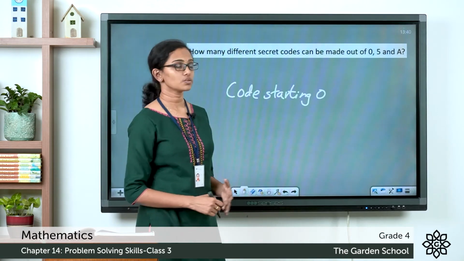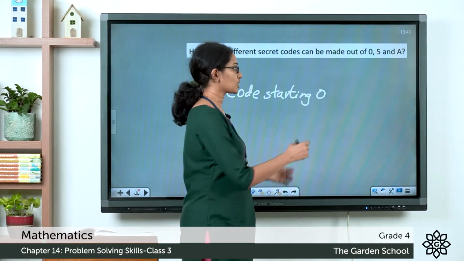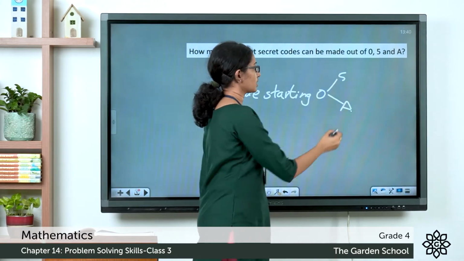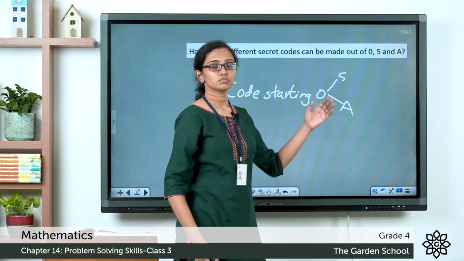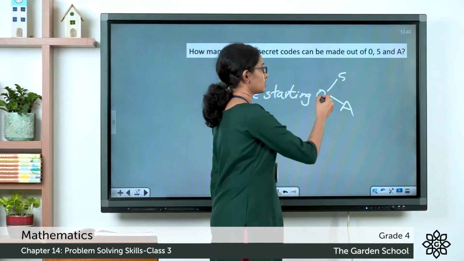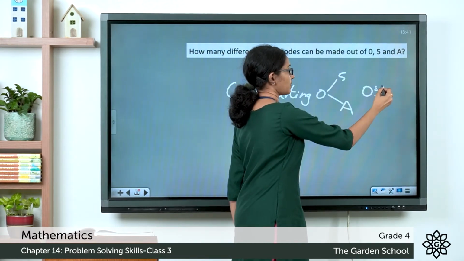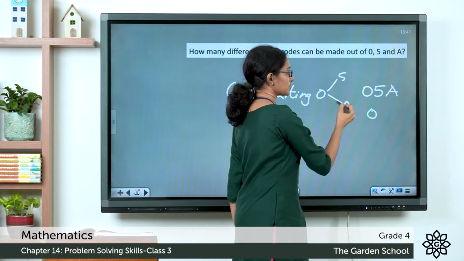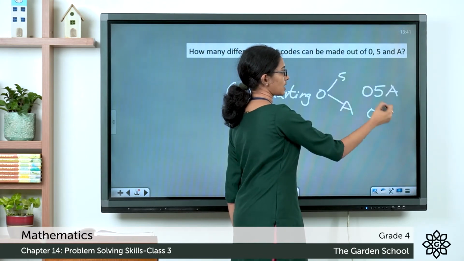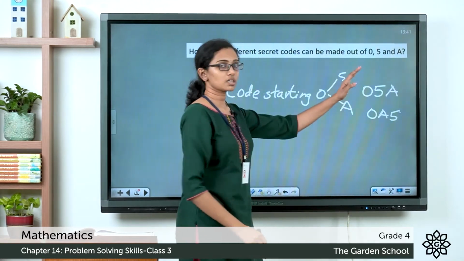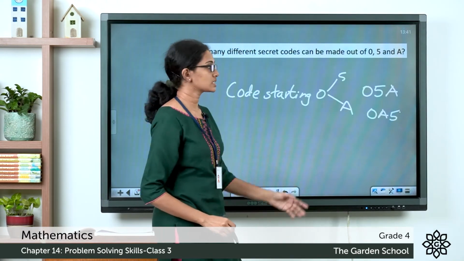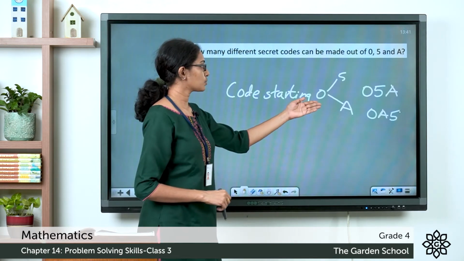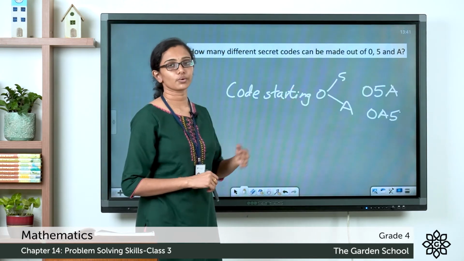So which will be the codes? You'll have to use a combination of 0, 5 and A. So starting with 0, which are the different combinations possible? 0 comes first, then comes 5, then comes A, that is one possible combination. Then 0 comes first, A comes next, and then ends with 5. These are two different possible combinations with these three, the two different combinations possible with starting number 0.